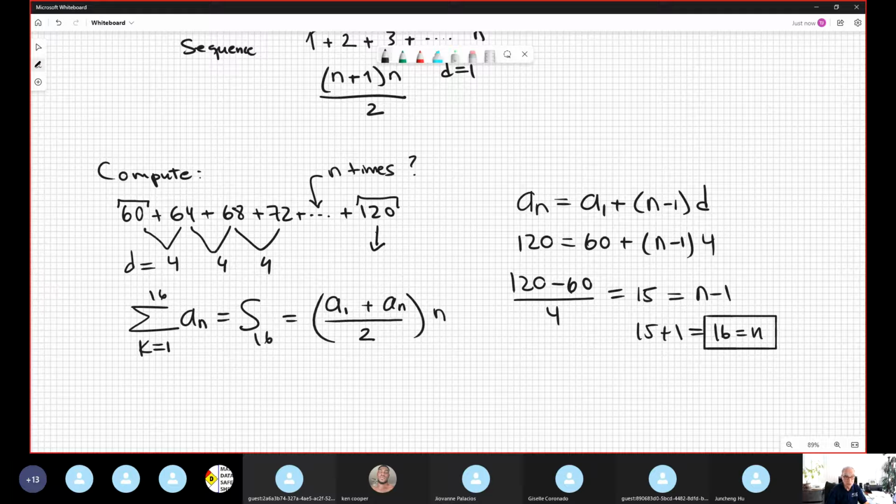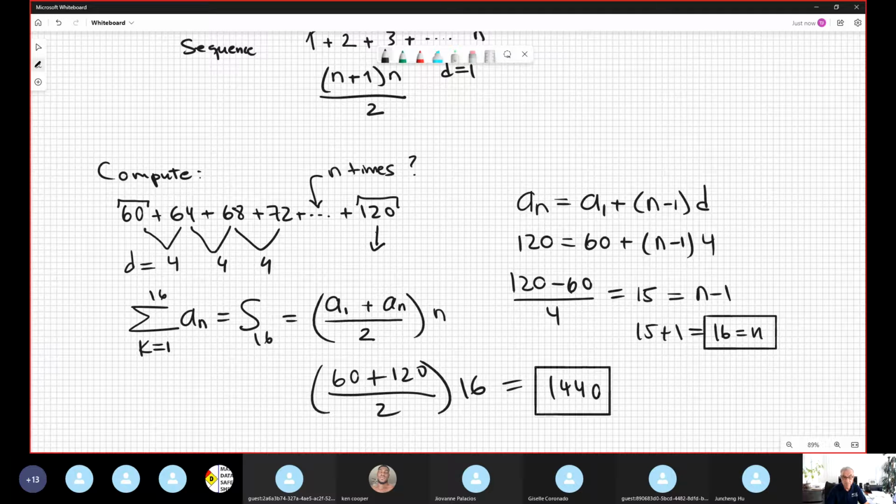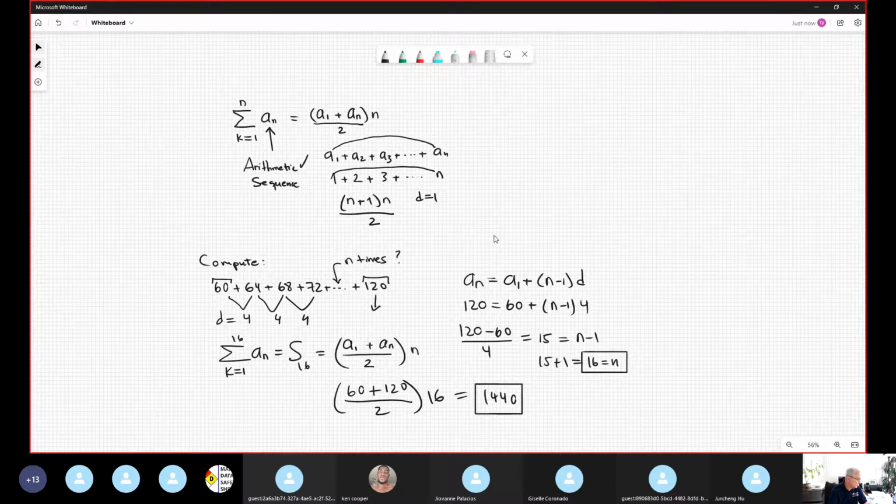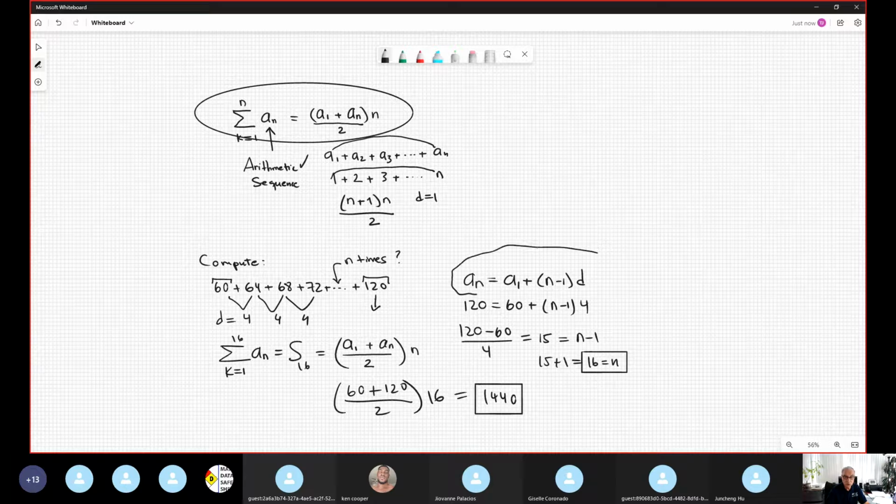So now the formula is super easy. It's 60 plus 120 divided by 2 and multiplied by 16. Done. The answer is 1440. Okay, important. Do you understand very well or not? Remember, basically, we have only two formulas. That formula, super important. That formula, super important. Because this formula gives me the position. And this is the summation. Okay?